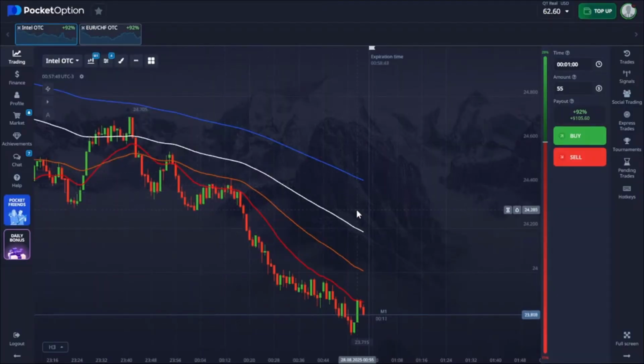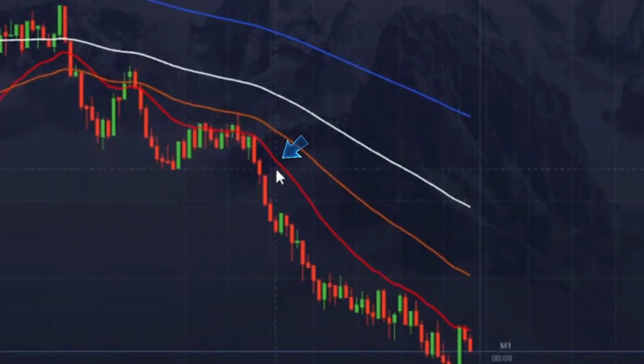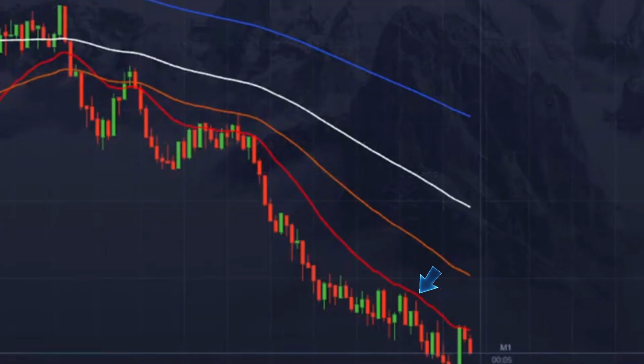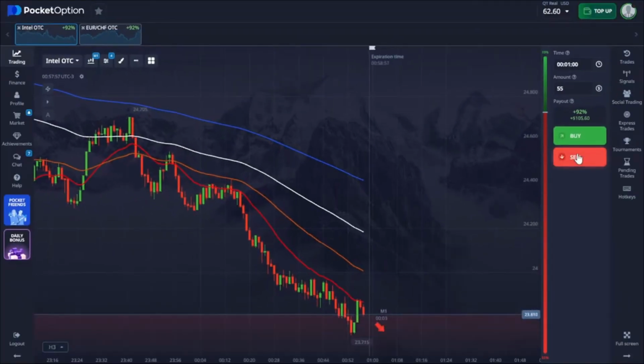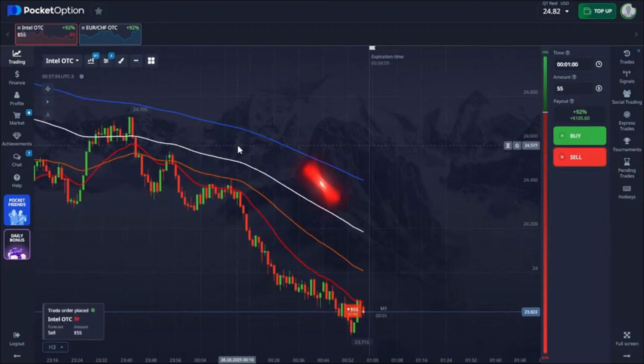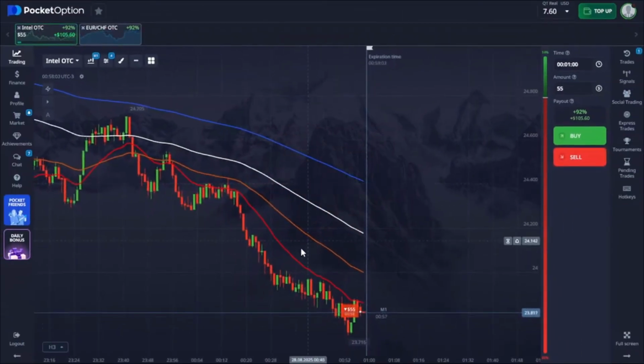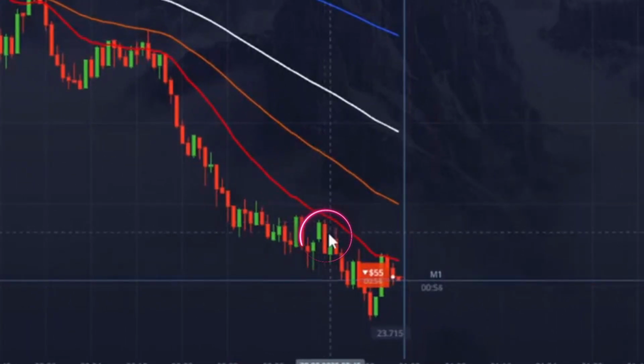Let's wait for that. Maybe you can use this one. That's pretty good. All right. You can use the 20 line, the red one. I'm going to enter the downward as well. That's pretty good in 1 minute on the OTC.